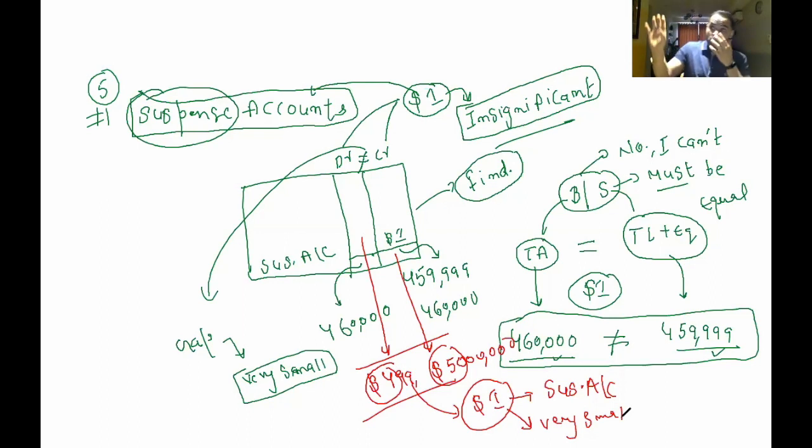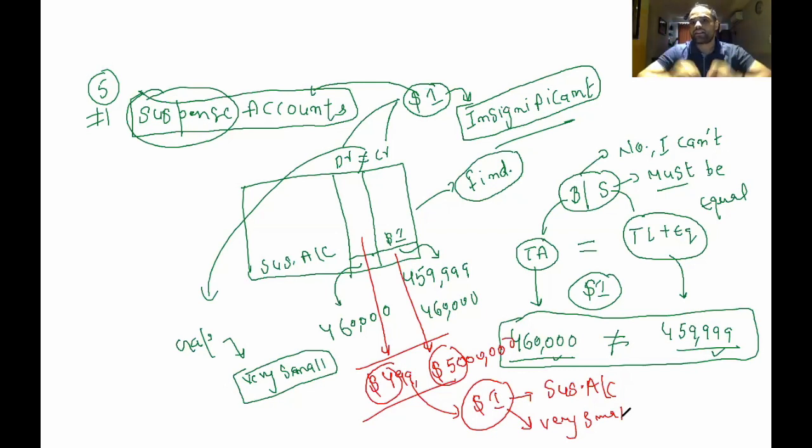But let's say my debit balance is 1 million and my credit balance is 990,000. A $10,000 difference is not insignificant. It's a very big difference. You cannot put this $10,000 in a suspense account. You have to find this $10,000. Otherwise, accountants could steal money, and when they can't find the difference, they put it in a suspense account.